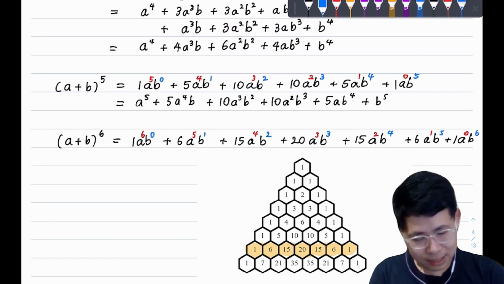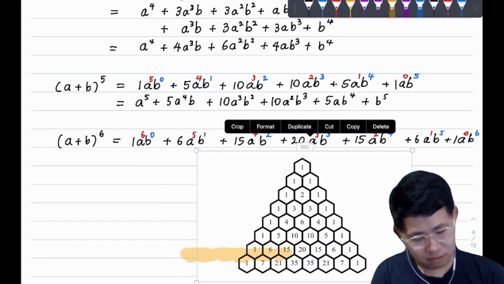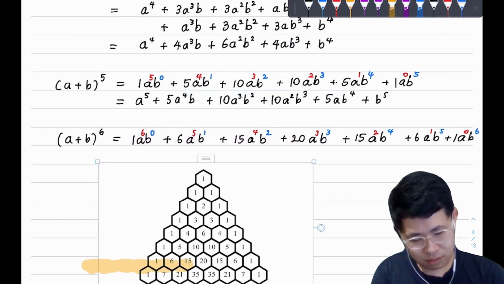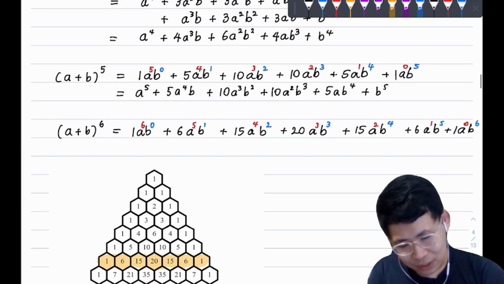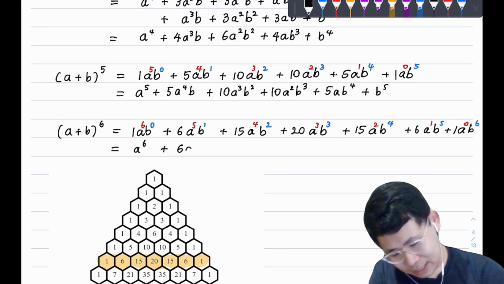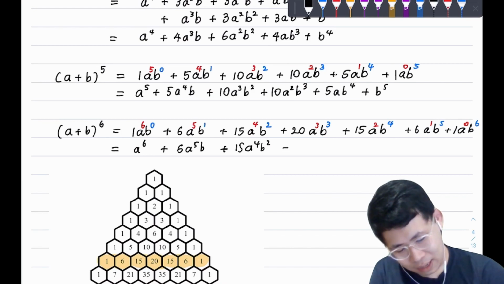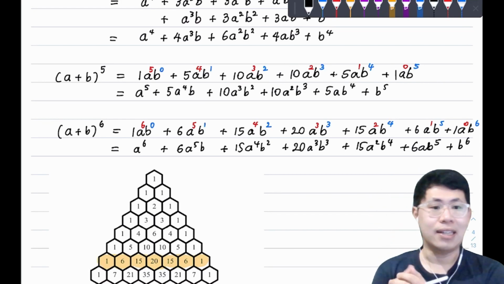Okay, a bit tricky now. Let me move this down here. So let's take a look at this one over here. This is just A to the power 6 plus 6A power 5 B plus 15A power 4 B squared plus 20A cubed B cubed plus 15A squared B power 4 plus 6A B power 5 plus B power 6.